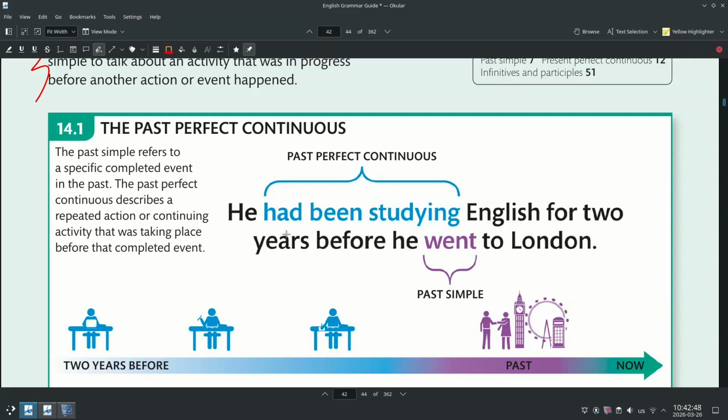So we have the example: He had been studying English for 2 years before he went to London. We have two actions, number 1, number 2. Past simple, he went, we use for a specific completed event in the past. But before this event, he had been studying English for 2 years. So it was in progress. It was in process. That's why I am using the past perfect continuous here.